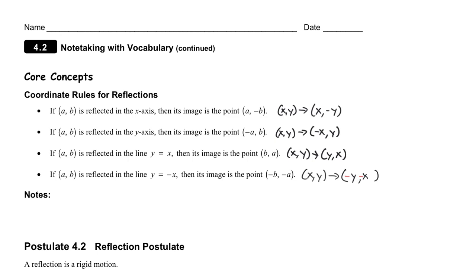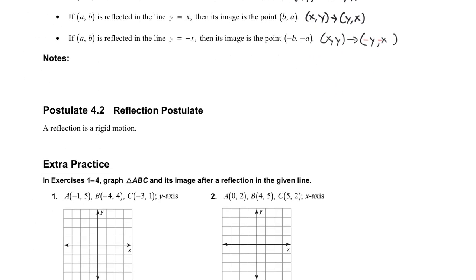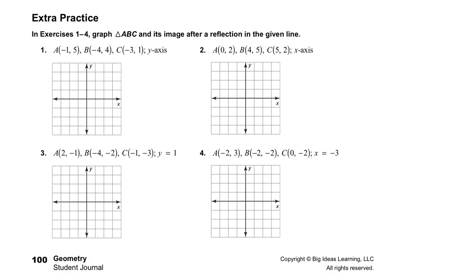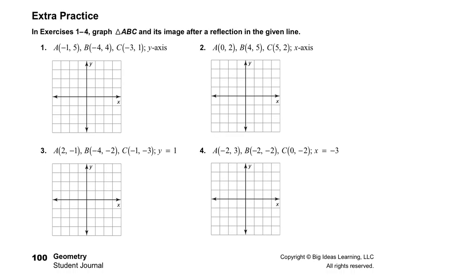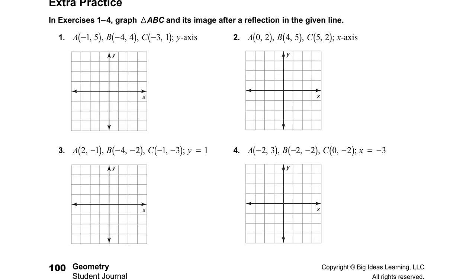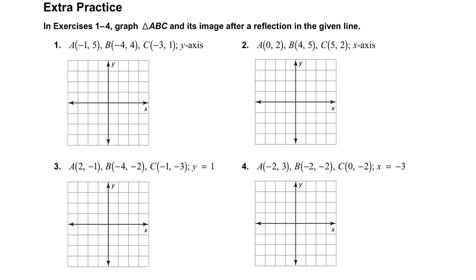Now, as mentioned earlier, a reflection is a rigid motion, which means when you move it, it doesn't change the size, it just changes the location. So let's look at these four examples here. Now, all these graphs are not scaled, so we're going to get some points that fall off the graph. That's okay. I'm going to do a couple of these. Let's look at number one here.